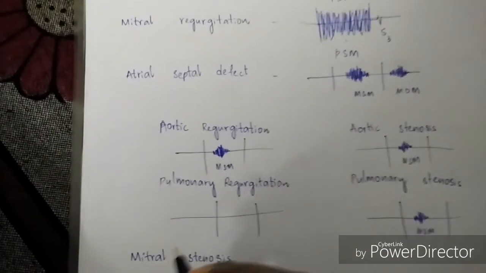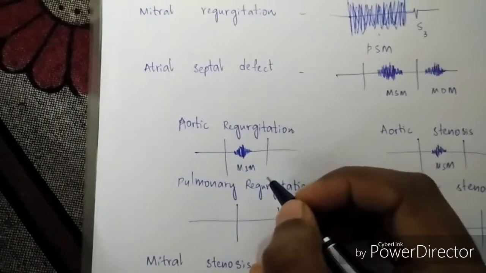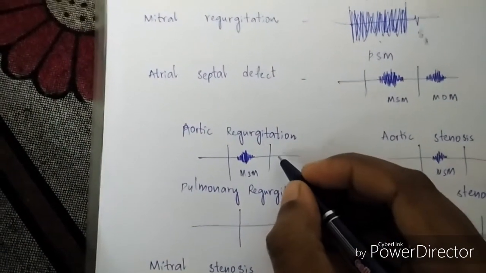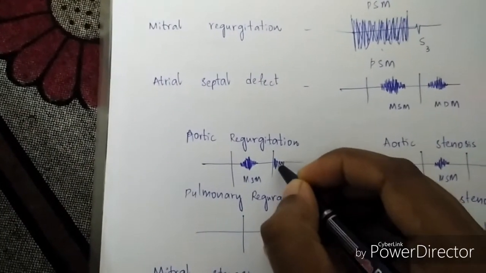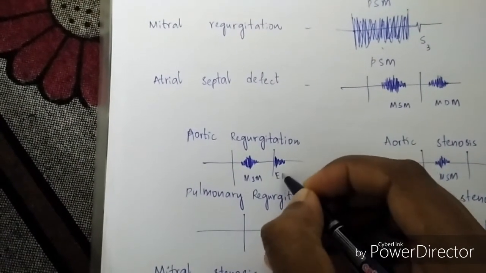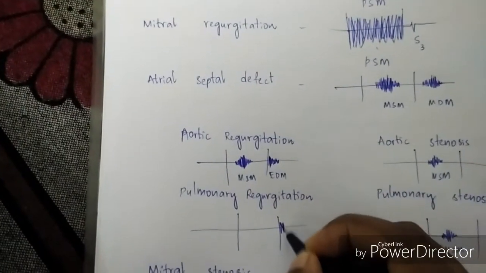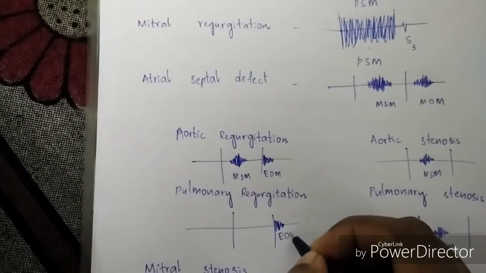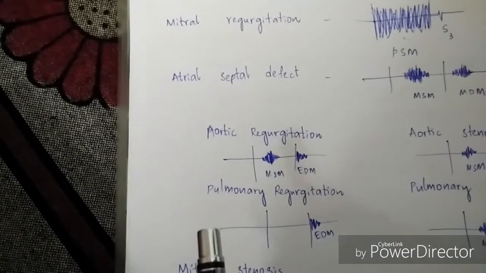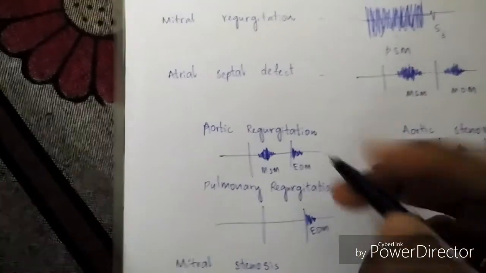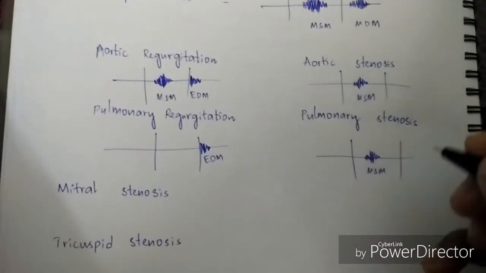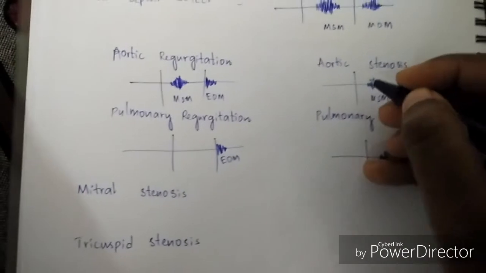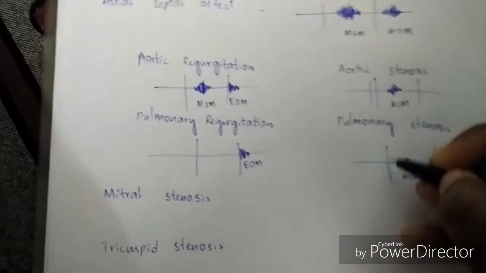Now, remember that in regurgitations, aortic or pulmonary, there will be early diastolic murmur. Now we can see that we have the rule satisfied. Aortic has one more than pulmonary, that is MSM. Now, in aortic stenosis and pulmonary stenosis, in any aortic or pulmonary stenosis, we have ejection click.